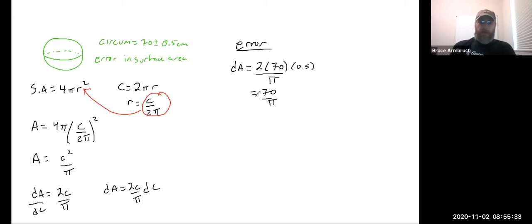All right, so there's our error. Now if we want the relative error, we're going to take our error and divide by the actual amount. So we're going to take that 70 over pi, and divide it by the actual surface area, which is going to be 70 squared over pi.